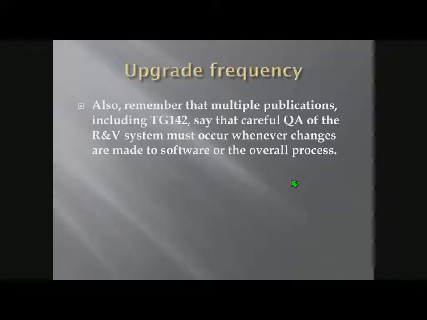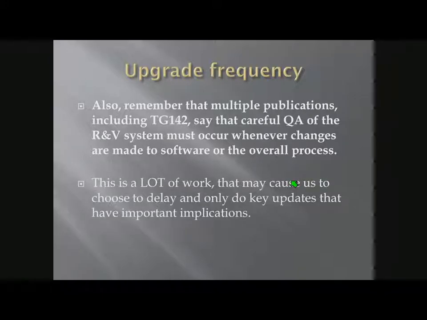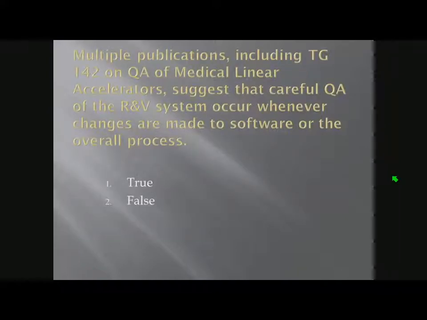We also need to remember that multiple publications say that careful QA of the R&V system must occur whenever changes are made to the software or the overall process. And as James alluded to earlier, that's a lot of work, and it could cause us to choose to delay and only do key updates as they have relevance for us. So I think this will be our first question. Multiple publications, including TG142 on QA of medical linear accelerators, suggest that careful QA of the R&V system occur whenever changes are made to the software or the overall process, true or false.